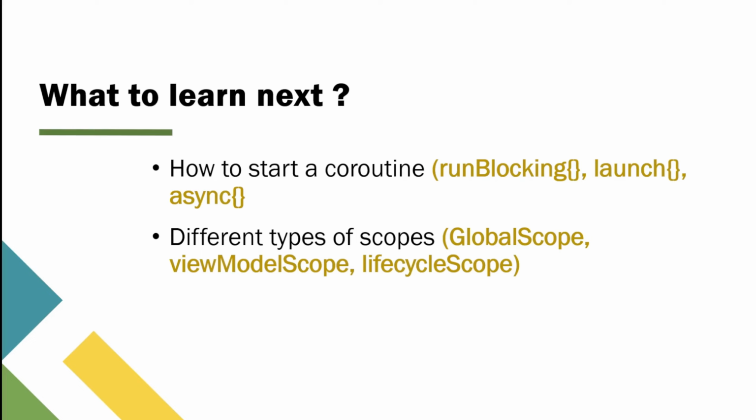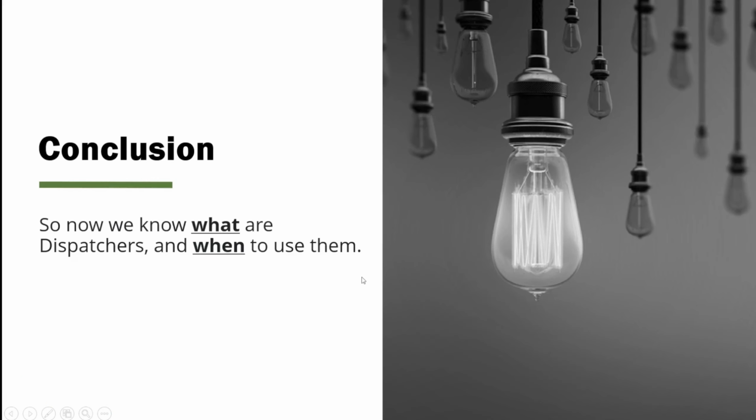So what to learn next now? How to start a coroutine? Maybe we can make use of runBlocking or launch or async, and then different types of scopes like GlobalScope, viewModelScope, and lifecycleScope. So this is the conclusion of the dispatchers. I hope you have understood what dispatchers are and when to use them.